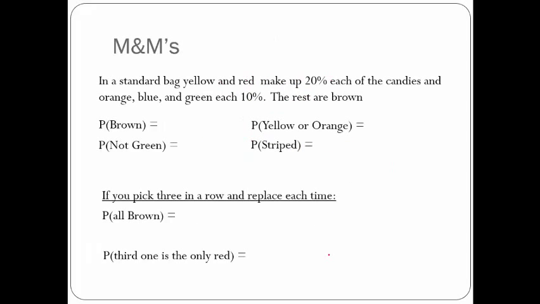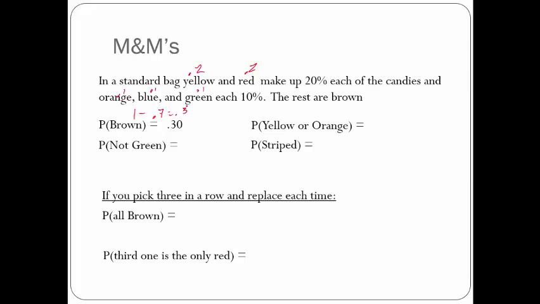So here we go. In a standard bag of M&Ms, yellow and red make up 20% each of the candies, orange, blue, and green 10%, the rest are brown. What's the probability we get a brown? Well, if yellow is 20%, red is 20%, orange is 10, blue is 10, green is 10, add those up, 20, 40, 60, 70. That means that 30% of those are brown, just because the whole probability, right? 1 minus 0.7 is 0.30.